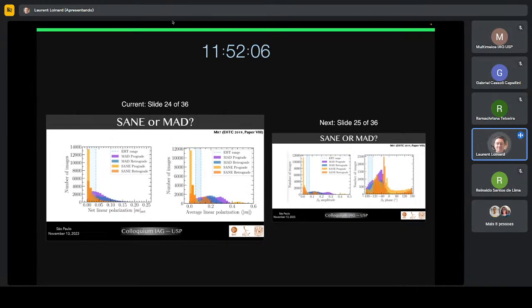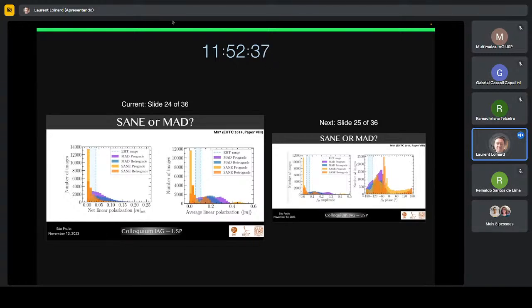So here's an example of this. These are histograms of the number of theoretical images as a function of, for instance, the net polarization, one of these parameters that I showed earlier, or the image average polarization. And all of these histograms show different kinds of models. So essentially there are 2 families of models. One family is called MAD.